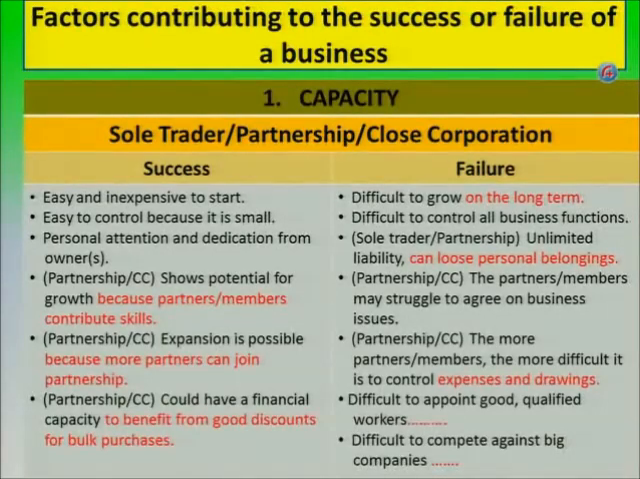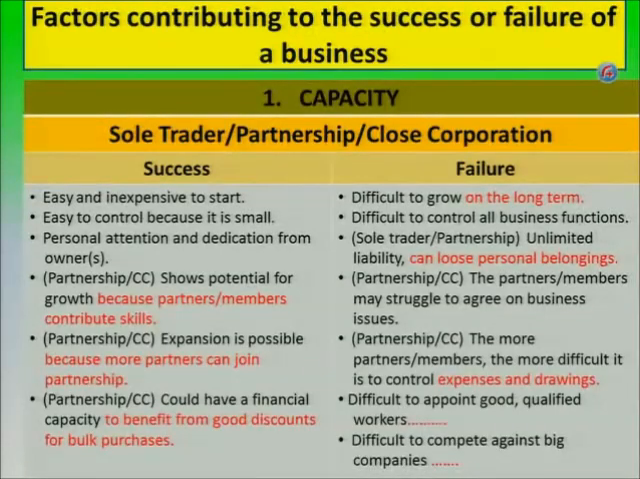Now, when we look into the success and failure factors that can contribute to the sole trader, the partnership, closed corporation, in the form of capacity, we will say that the following success reasons are there. These types of forms of ownership are easy and inexpensive to start. I just want to show to you, if you want to start a sole trader, you just go to the revenue services, you apply for a license, and you will get it.